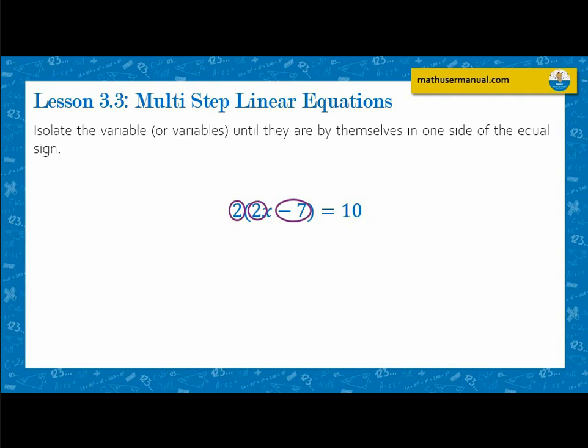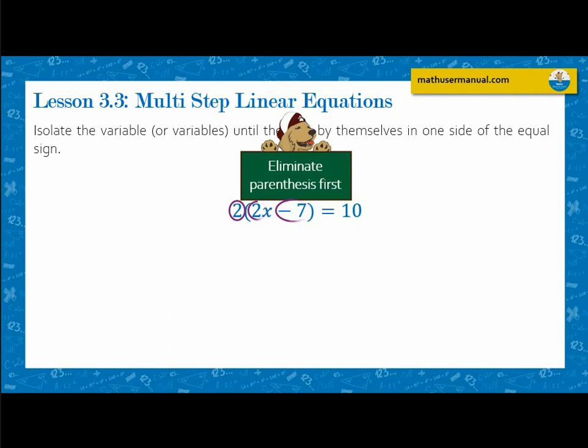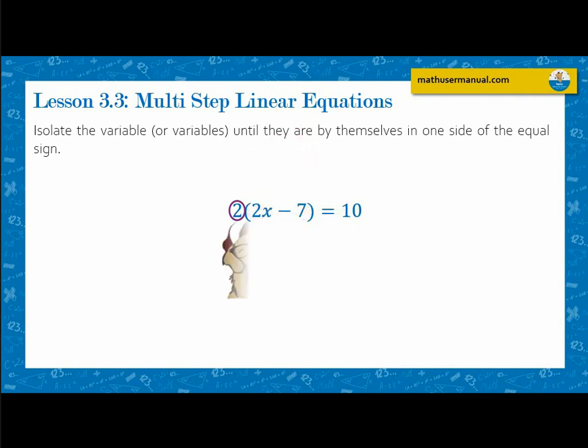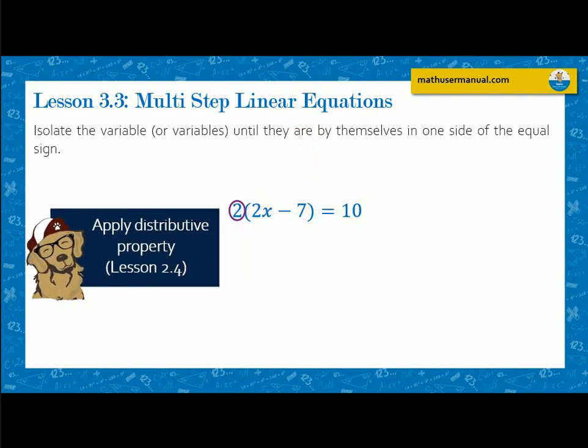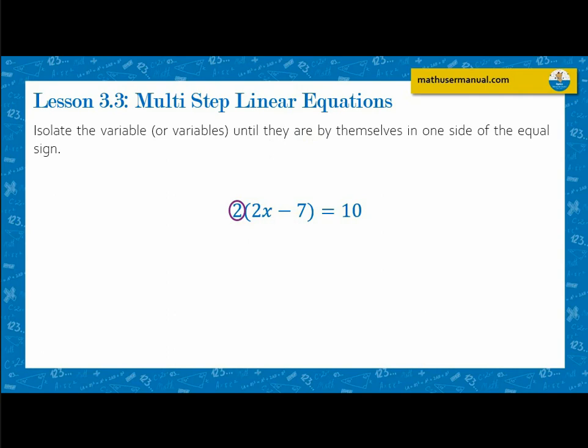In these situations, when having parentheses, we need to start by eliminating the parentheses. We cannot solve for x while there are parentheses in the equation. And to eliminate that parenthesis, we're going to apply the distributive property we learned on lesson 2.4. That's unit 2, lesson 4 of this Algebra I course. The distributive property means we take that 2 outside of the parentheses and we multiply it times everything inside the parentheses, starting with the 2x.